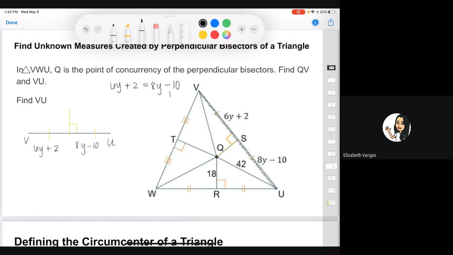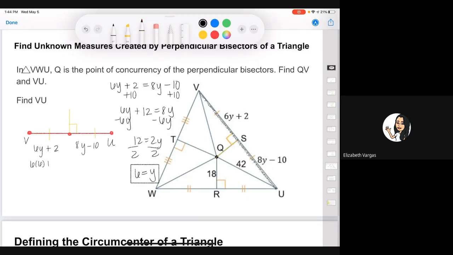So, 6y plus 2 equals 8y minus 10. Y is now equal to 6. So now that I know y is equal to 6, I can plug it back in. But let us remember that I want to find the entire distance of v to u. So I want to find not only the distance from v to the middle, but the middle to the other side. I want that entire distance, okay?